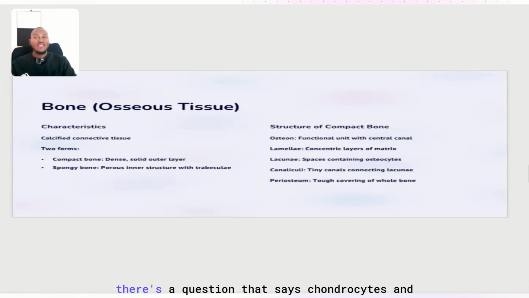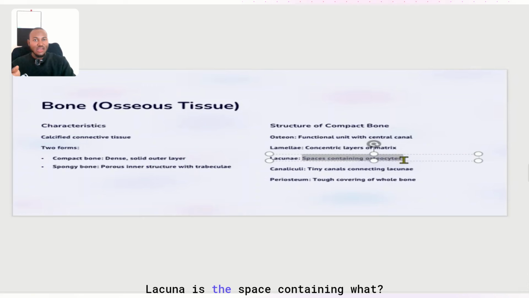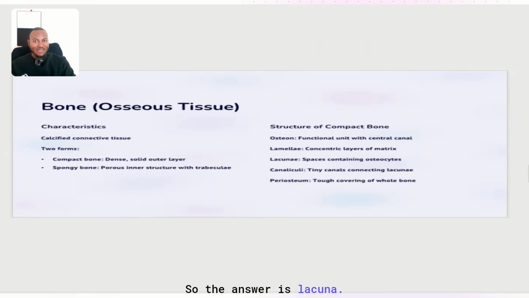Okay. Now there's a question that says, chondrocytes and osteocytes located where? Remember what we discussed about bone, osseous tissue. We talked about the classification, right? They are classified as connective tissue, right? There are two forms, compact and spongy, which we discussed. Compact is dense, spongy is more porous in the inner structure. Now, the most important thing is the lacuna. Look at it. Lacuna is the space containing what? Osteocytes.